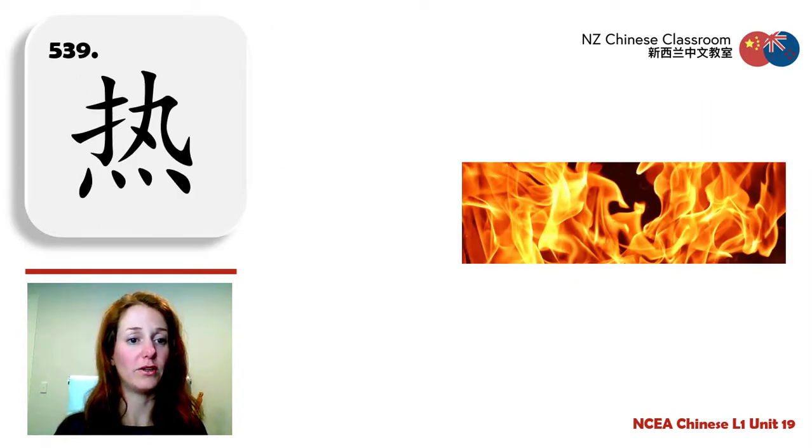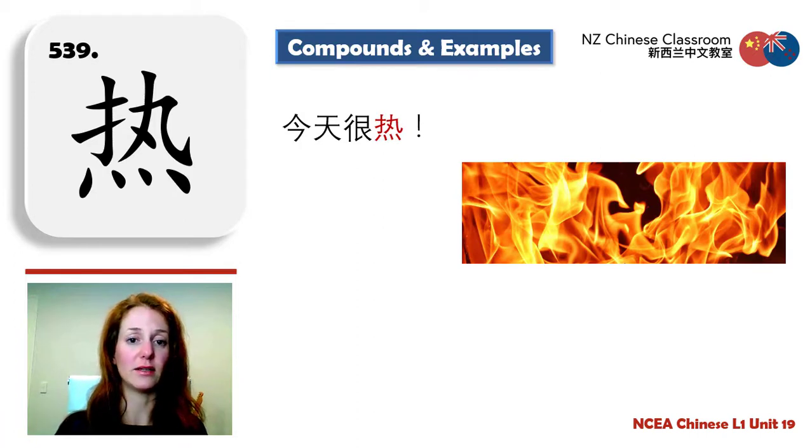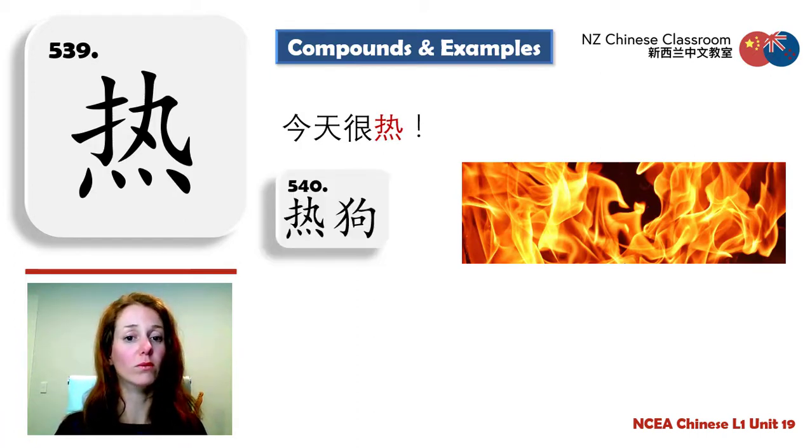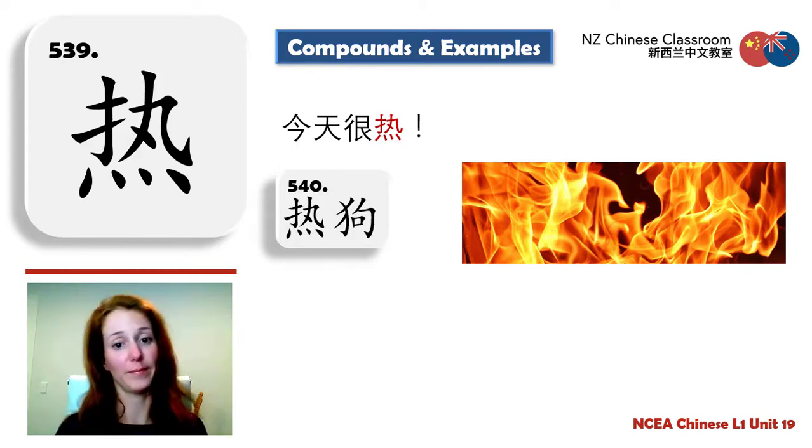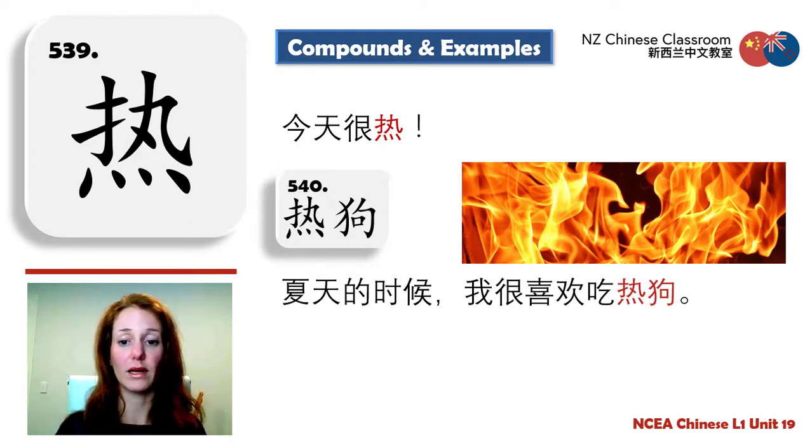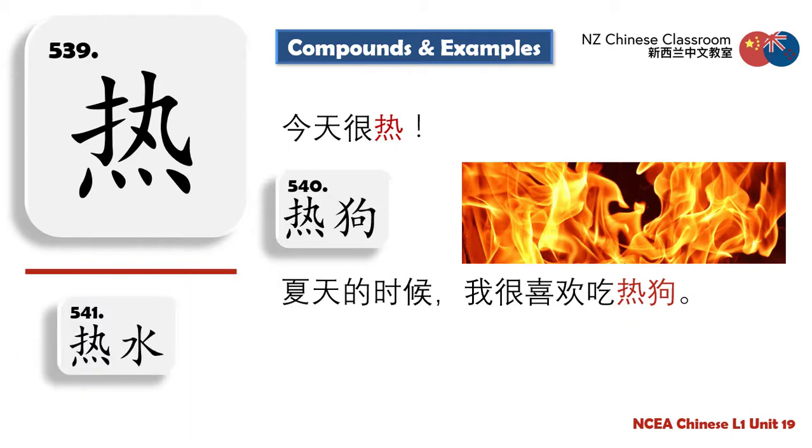Okay, 热, hot. And you can see the fire radical, the 4 dots at the bottom, that's a fire radical. So hot. 今天很热. Today is very hot. 热狗, just like it is in English. Hot dog. Cool. 夏天的时候我很喜欢吃热狗. When it's summer, I really like to eat hot dogs. 热水. So remember we learnt 开水, boiling water, and then 热水 is just hot water, not necessarily boiling hot. 你要喝热水还是茶? So remember this 还是 either or in a question. So would you like to drink hot water or tea?